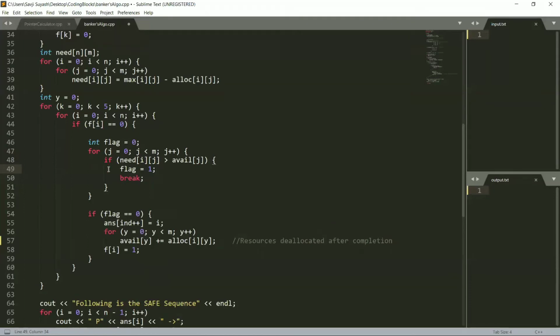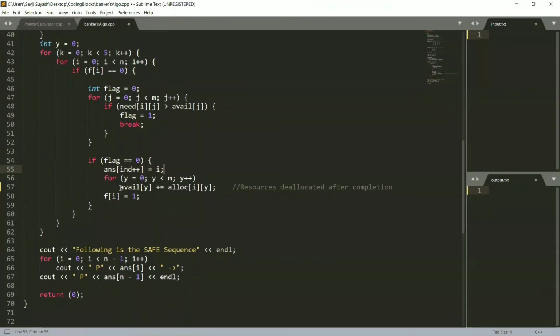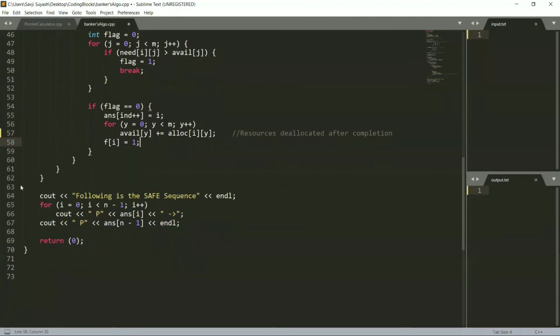So if the flag is still 0, that means we can fulfill the needs of our process. If we can fulfill the need, we store it in the answer. Then we update our available resources: we deallocate it from the process and add it to our available array. And f of i equal to 1 represents that the process is completely executed. Don't worry, I will share the program with you, and we will just print the answer.